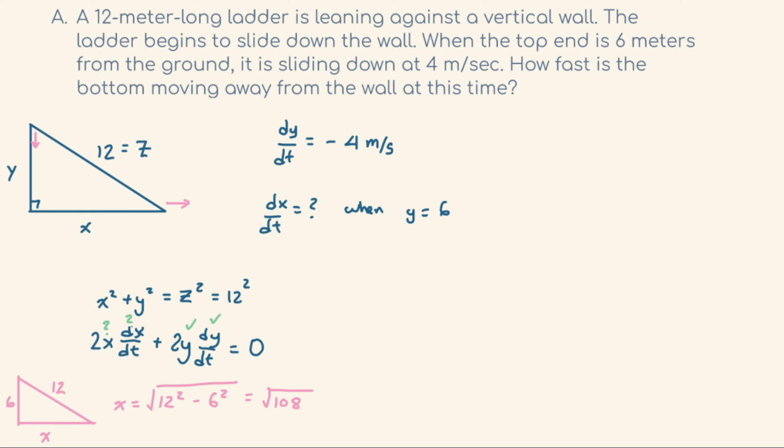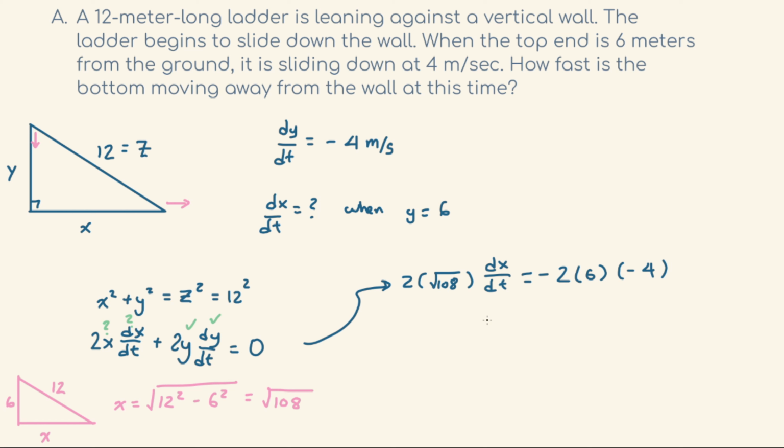And so now let's go back over here and plug that in. So we've got 2 times the square root of 108, dx over dt. And here, let's make it equal to negative 2. Y we know is 6, and dy over dt we know is going to be negative 4.